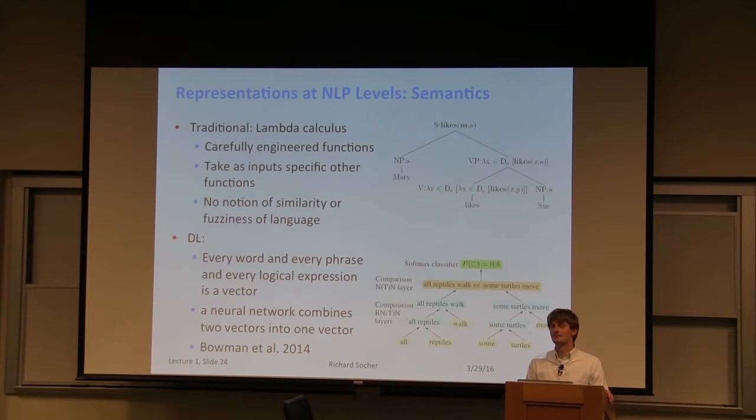Would you lose some kind of alignment information? Because traditionally in the semantic lambda calculus, the difference between all and some would be two very different lambda expressions. Mm-hmm.